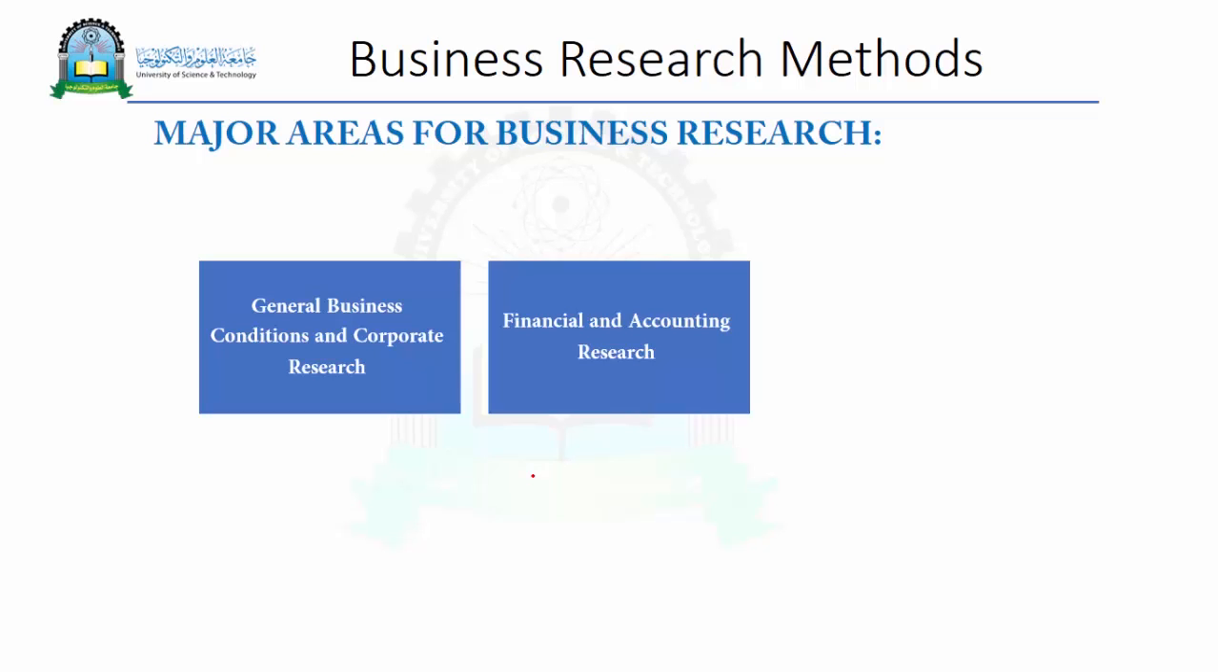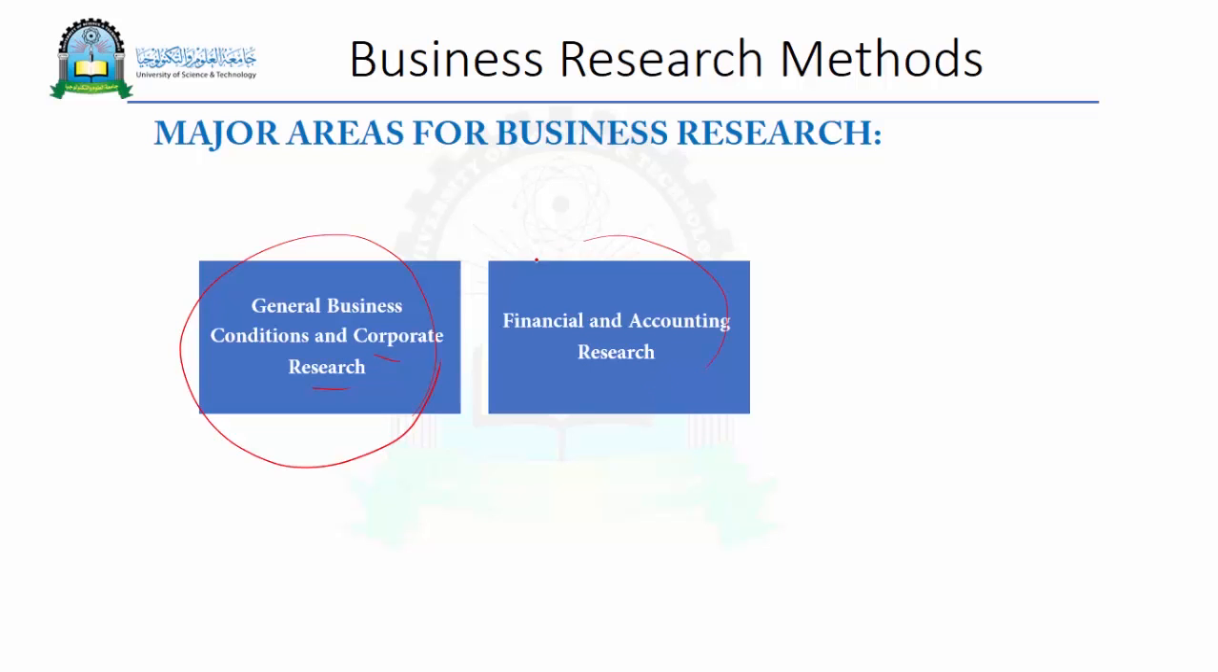There are also some other functions like strategic management, like MIS, management information system, like change and development, like R&D, like a lot of other functions. So when we do research in business, that means we are going to focus on these major areas. The first area is related to the organization, which is general business conditions and corporate research. Research that is going to focus on the business conditions and also the corporate development of any company.